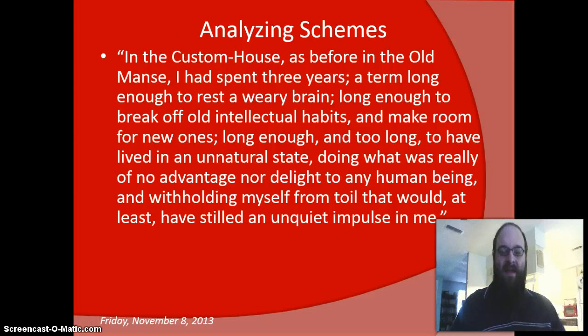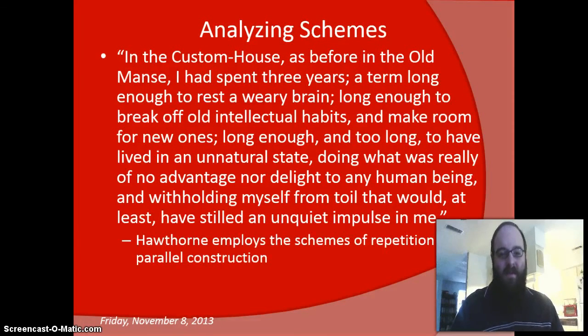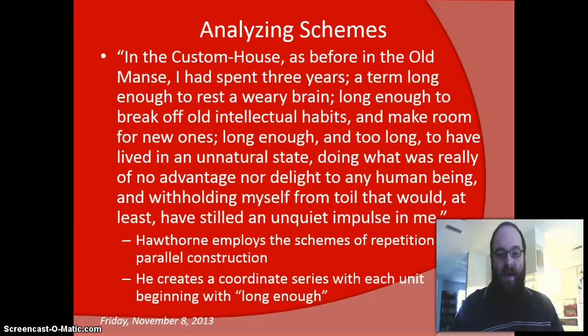This is from the very end of the Custom House. It's like the third or fourth to last paragraph, where Hawthorne's just kind of declaring that it's time for him to leave the Custom House. Here Hawthorne employs the schemes of repetition and parallel construction, and he does this to create a sort of coordinate series with three units, each unit beginning with the adverb phrase "long enough." So that's what he's doing here.